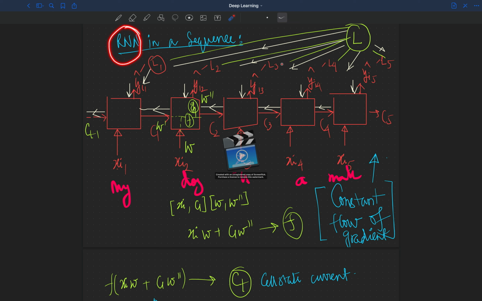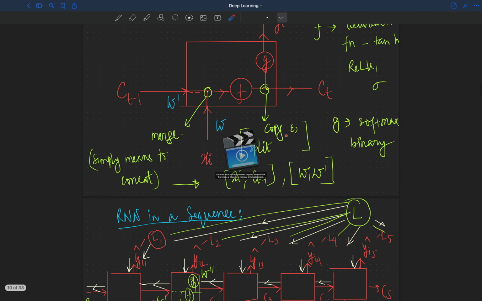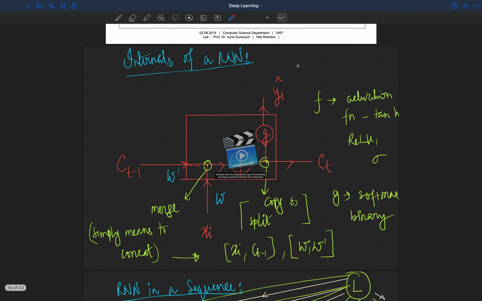CNN and multi-layer perceptron do not quite effectively hold previous information. How recurrent neural networks actually hold previous information is totally in their internal structure. Here we have an example of the internal structure. I'll tell you what c t minus 1, w, w dash, x, i, f, g, c t, all these are. Let me just use the pen. We'll use a red dot.